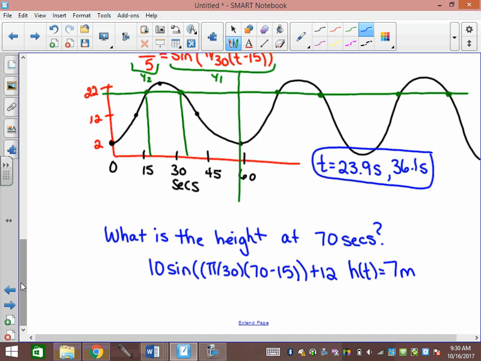So right from your equation, I would always find my max and my min and my period so that I can even graph it. Because if you have your period and your max and your min, it's really easy to graph it. Your max and your min get you your y values. Your period gets you how far it needs to be.